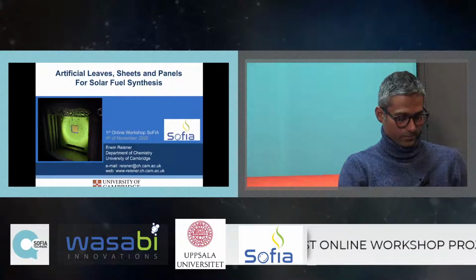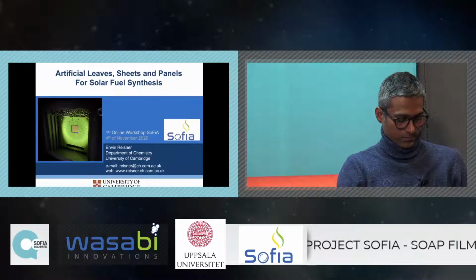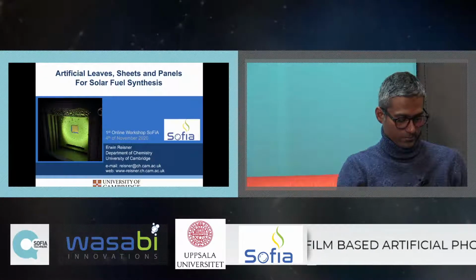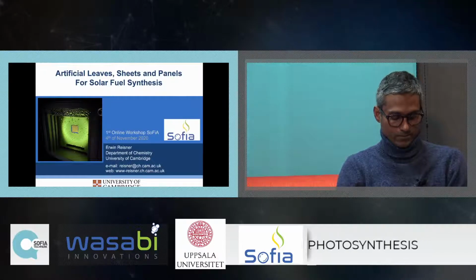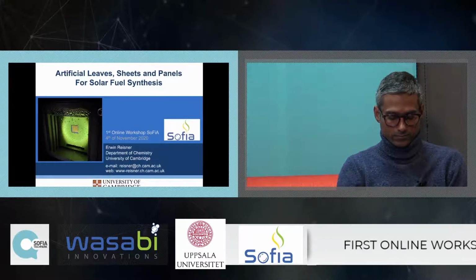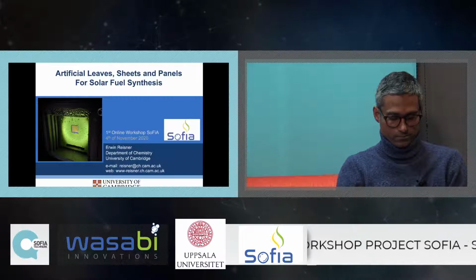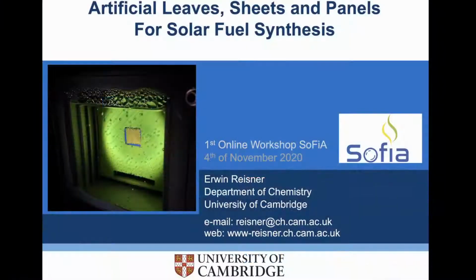So I've narrowed down my talk a little bit because of the limited time, and I will be talking about integrated devices, standalone devices that can produce solar fuels, and these are also known as artificial leaves, sheets, and panels. So if you can see my video, anything that's a thin integrated device, you can consider as an artificial leaf, and effectively this is meant to convert solar energy to produce some fuels.